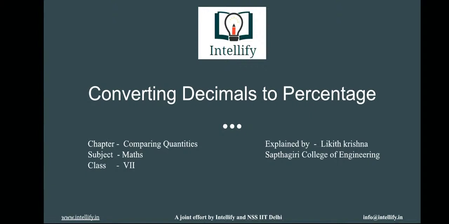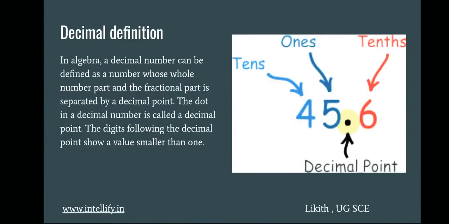Today we are going to study about converting decimal to percentage. Before going to the chapter, we have to know what a decimal is. In algebra, a decimal number can be defined as a number whose whole number part and fraction part are separated by a decimal point. Here you can see an example, 45.6. In this, the whole number is 45 and the fraction part is 6. The dot in the middle represents the decimal point.